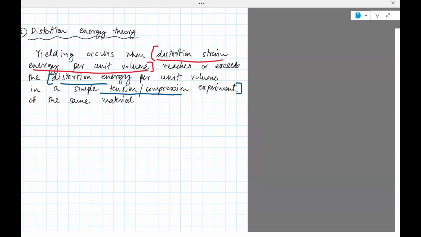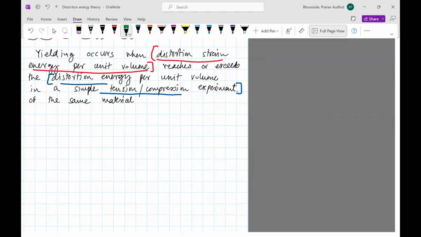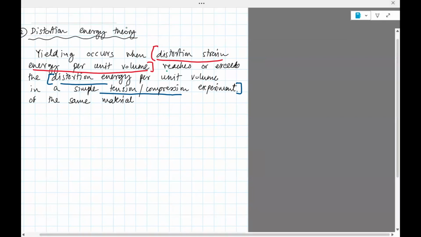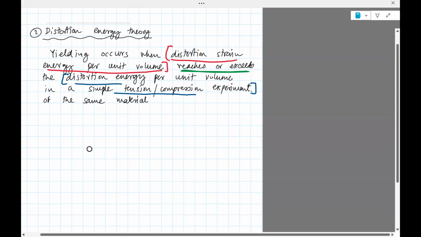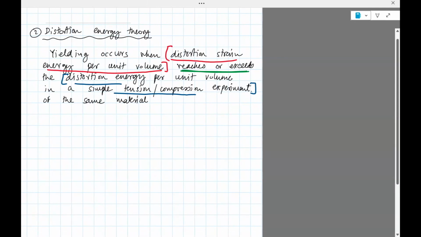So we'll have two values. One is the value from distortion strain energy for a general loading. We'll also get the distortion energy per unit volume in a simple tension compression experiment. And all we do in the end is we set this condition, reaches or exceeds, greater than or equal to. Okay, so how do we go about computing distortion energy? This is how you do it.